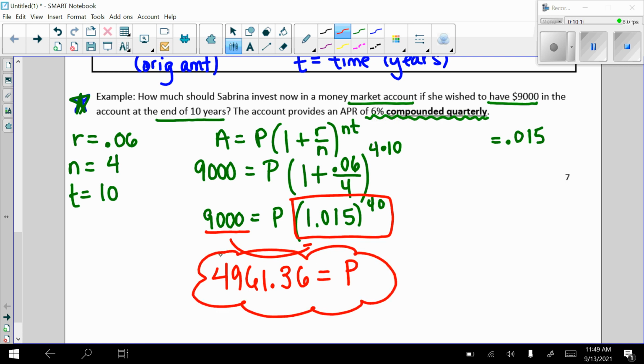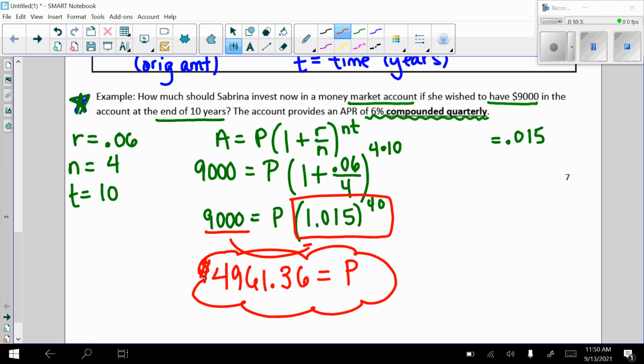Let's think about what that means. What was she trying to figure out? She was trying to figure out how much money she should put in the bank right now so that in 10 years she would have $9,000. So this really says that Sabrina should put $4,961.36 in to be able to save the proper amount of money.